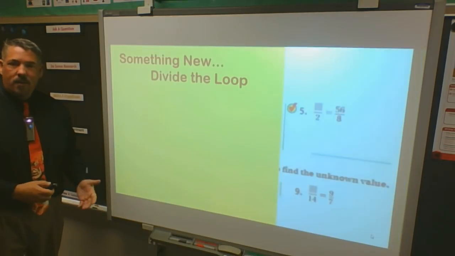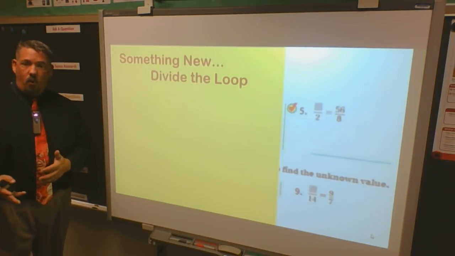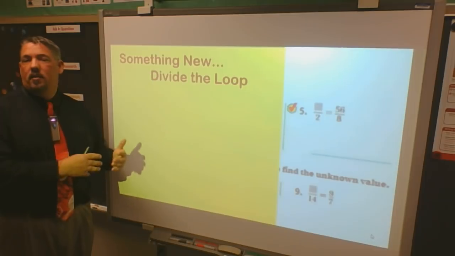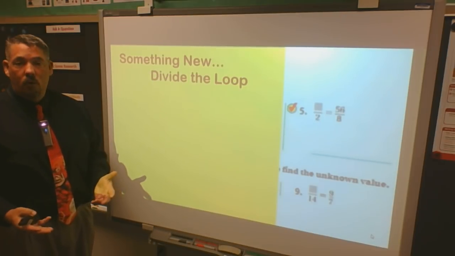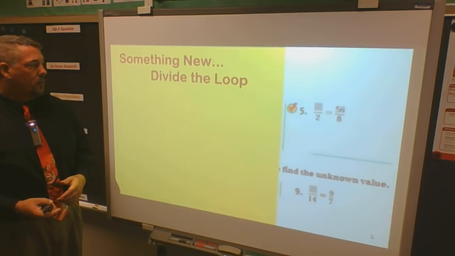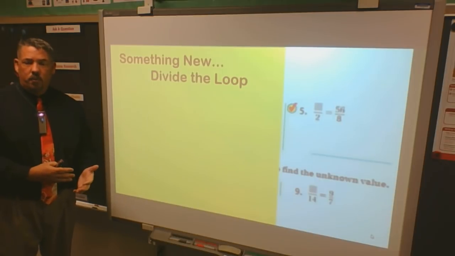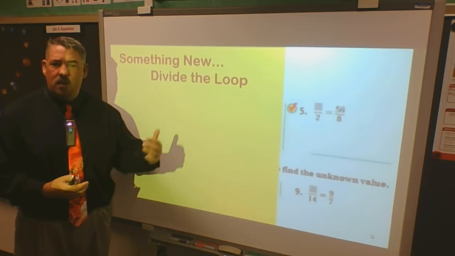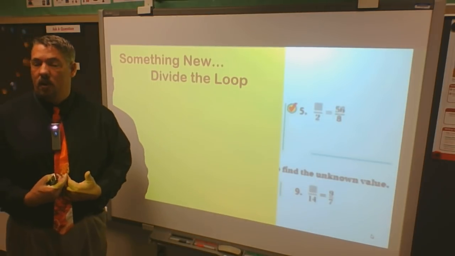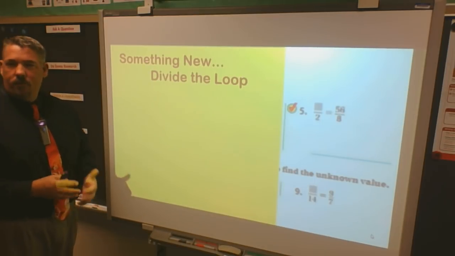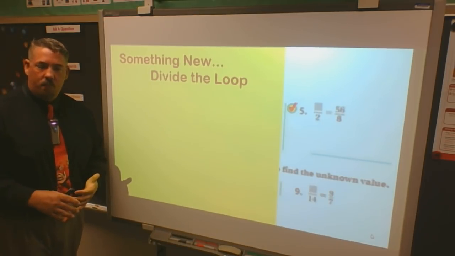So this is a new idea that if you were in Math Bowl last year or the year before, then I taught you how to do this. And if you weren't, you haven't been taught yet. I call this dividing the loop. Okay? Now, there isn't a loop there because I haven't put it there yet. But there's a couple things I have to look at to be able to set it up correctly.